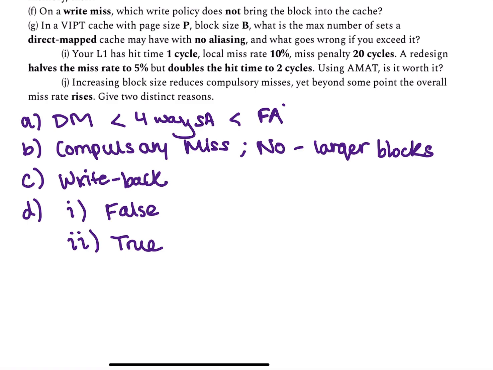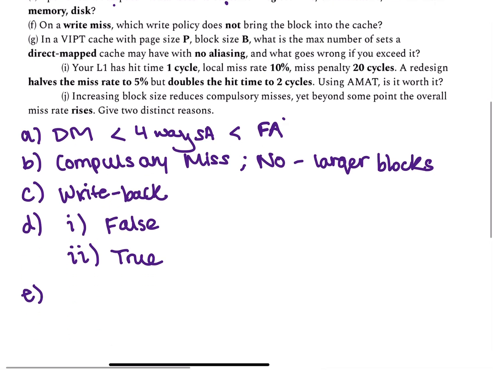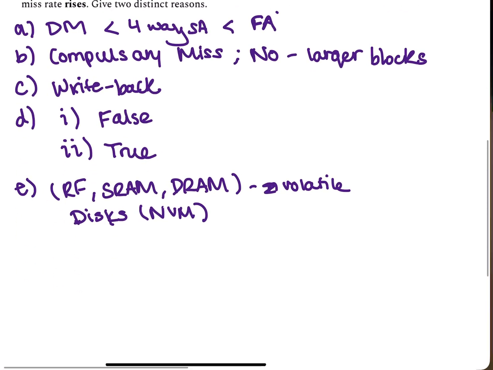a valid TLB entry. Part E, we're asking if I power off my computer, what loses contents, and we have some options here. And so this has to do with volatile and non-volatile memory. So our register file, our SRAM, our DRAM, main memory, are all volatile, meaning if I turn off my computer, they go away. And our disk persists. That's non-volatile. So even if I turn it off, I'll still have that.